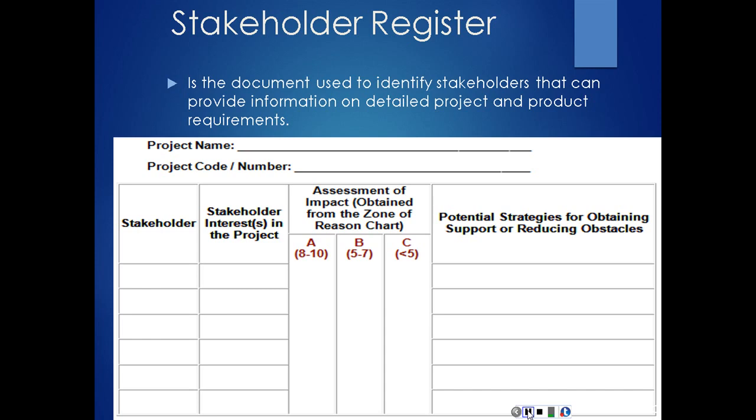And then the last column is potential strategies for obtaining support or reducing obstacles. What are the different strategies that we're going to follow? So for example, for A, we want to maximize their interest in the project and their support for the project. If there's an A who's opposed to the project, we want to reduce or minimize that opposition as much as we can.